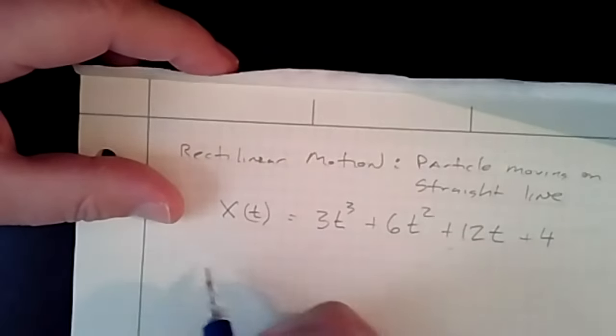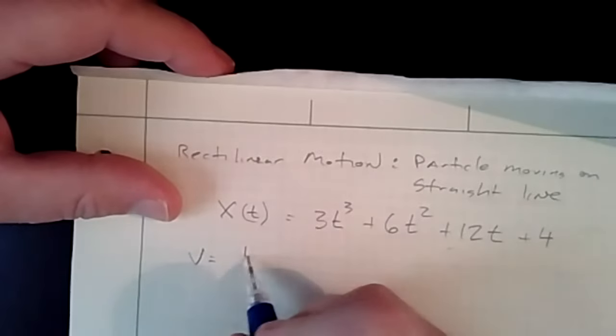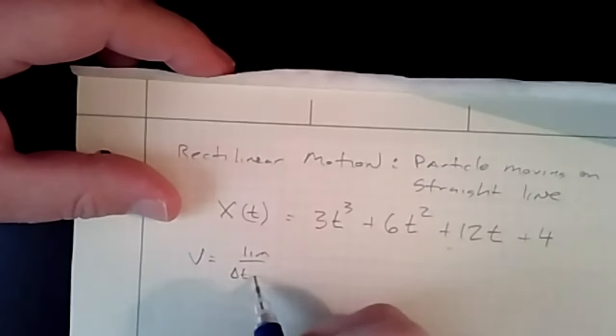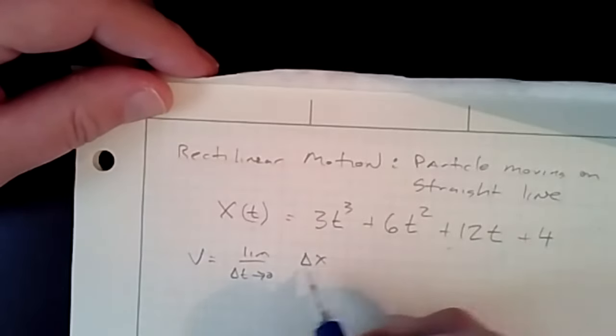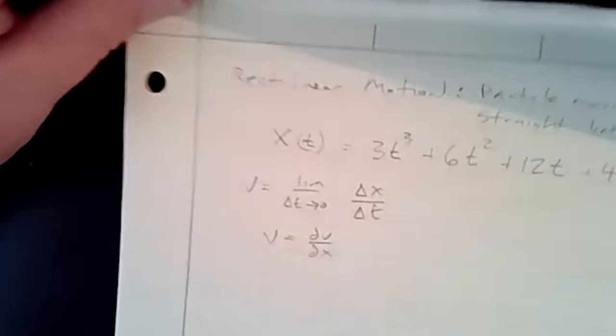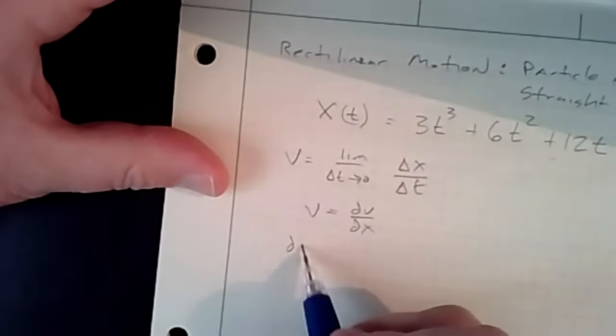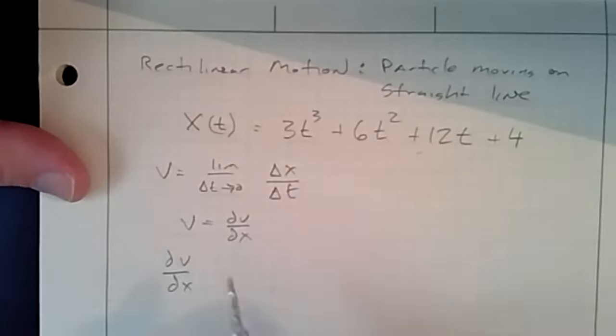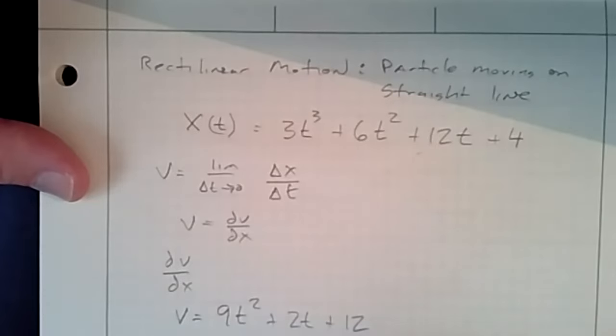We know that velocity is defined as the limit as delta t goes to zero of the change in position with respect to change in time. Or we can say that v equals dx/dt. So if we take the derivative of our function up here, then we end up with velocity equal to 9t squared plus 12t plus 12. I'm sorry, plus 12t.